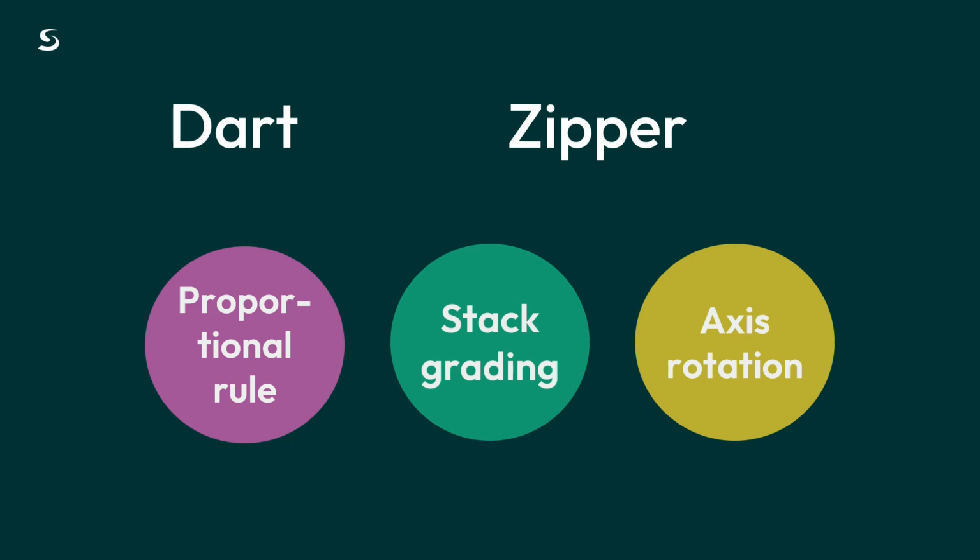We show you how to quickly grade a dart with proportional rules, and how to easily grade a zipper without calculating X and Y rules. So let's start grading the front trousers.